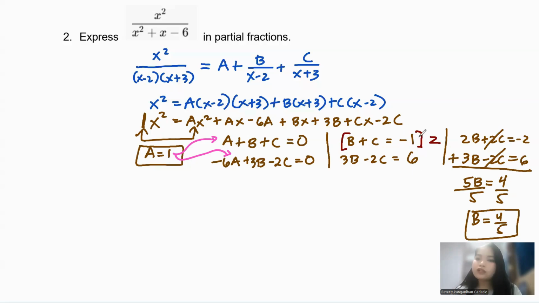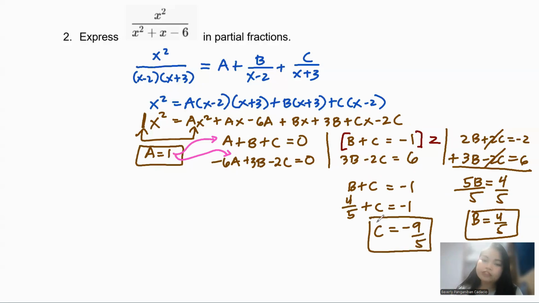So basically, you can use any of these. This one, this one, this one, this one, up to you. But for me, I'll go with the one with the smallest number, which is this. So I'm going to do B plus C, which is equal to negative 1. Since I already know my B, I will just put it there, which is going to be 4 over 5 plus C is equal to negative 1. And of course, for you to get the C, it will just become negative 1 minus 4 over 5. And the answer will be negative 9 over 5.